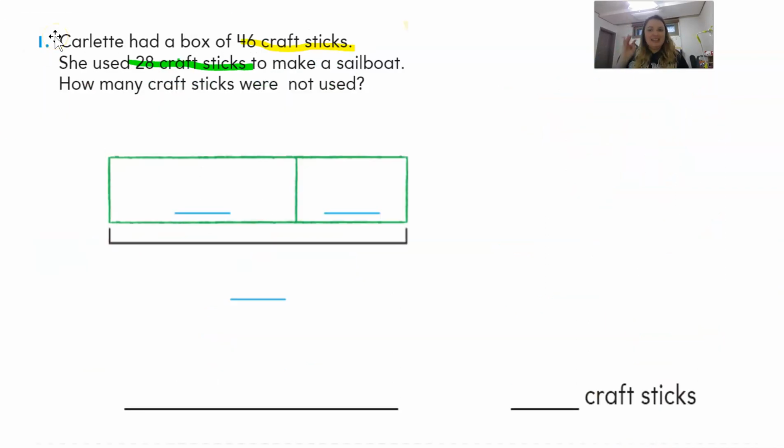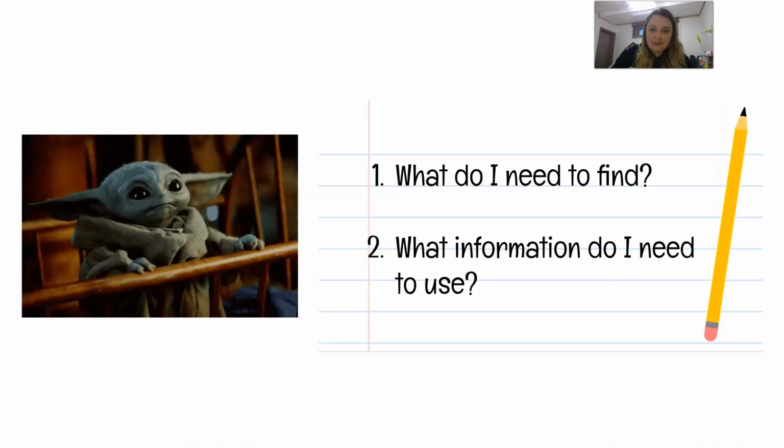Okay. The next one. Carlette had a box of 46 craft sticks. She used 28 craft sticks to make a sailboat. How many craft sticks were not used? So Baby Yoda is going to help us with this question. Baby Yoda, what are the questions that you're going to ask yourself?